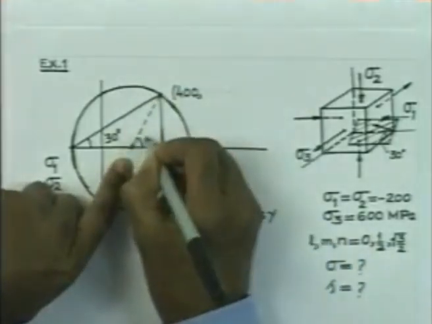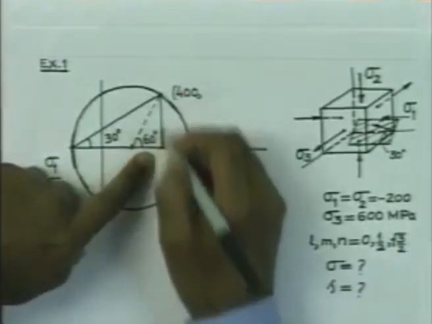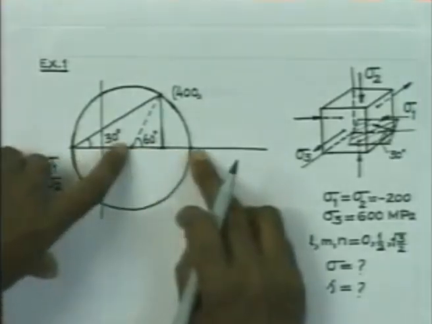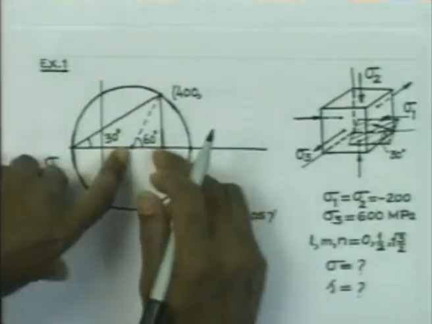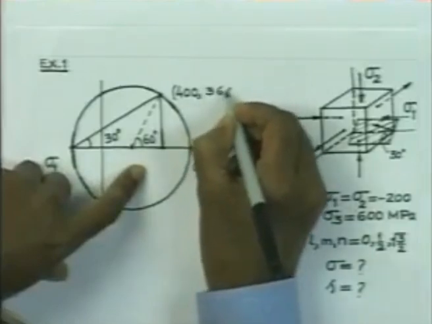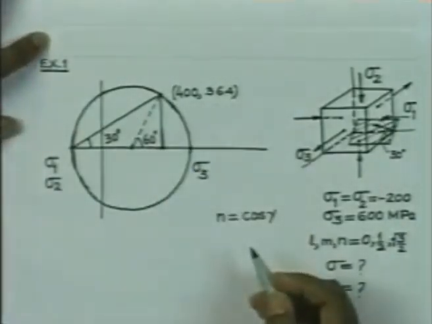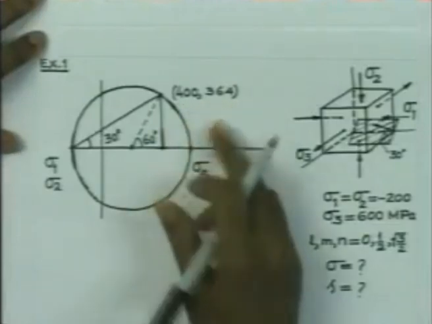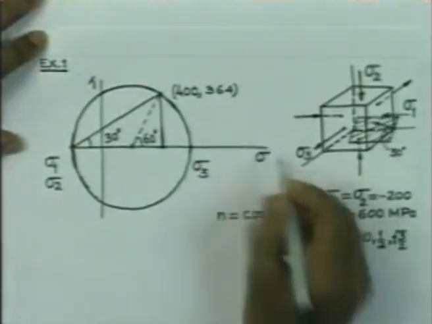the radius of this circle is 300, and you can note that this angle is 60 degrees, and therefore, this is nothing but radius of this circle is 400. So, 400 into 10 sin 60, and therefore, this will give us 364 MPa. So, the stresses on the plane are: normal stress is 400 and shear stress is 364, and we have always of course made use of these as the two stress directions.